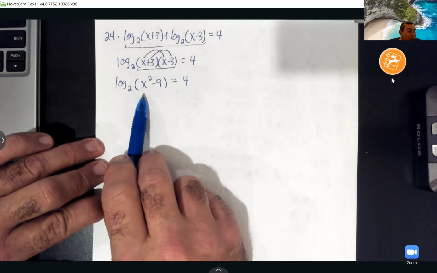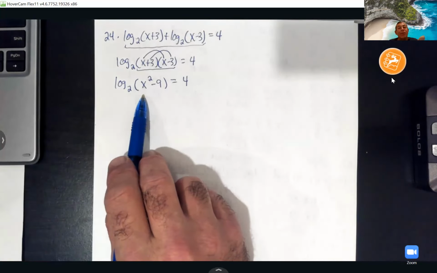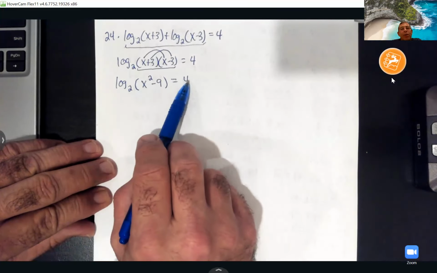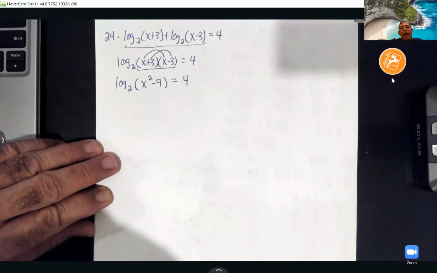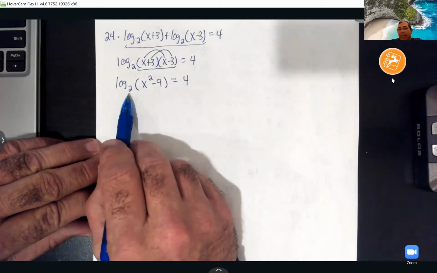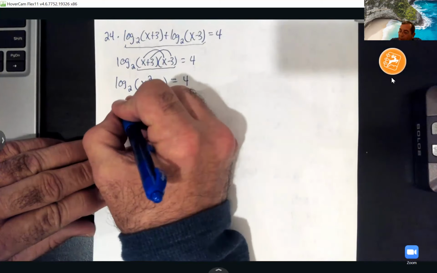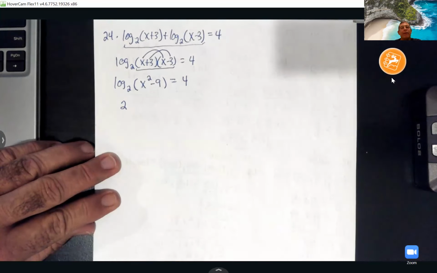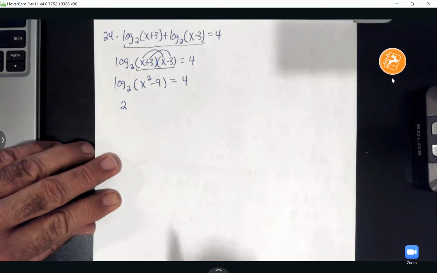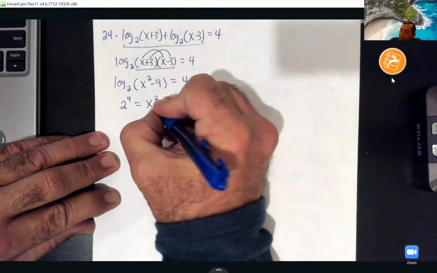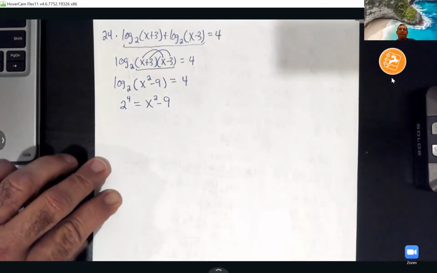Now, this one will be like number 22. I've got a log on one side equal to a number. We're going to rewrite it as exponential. So your base is a 2. So let's ask this. What's the exponent going to be? 4. It's going to be 4. And then that's going to equal the x squared minus 9.